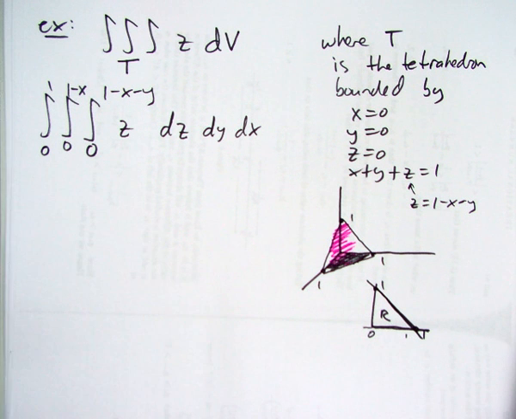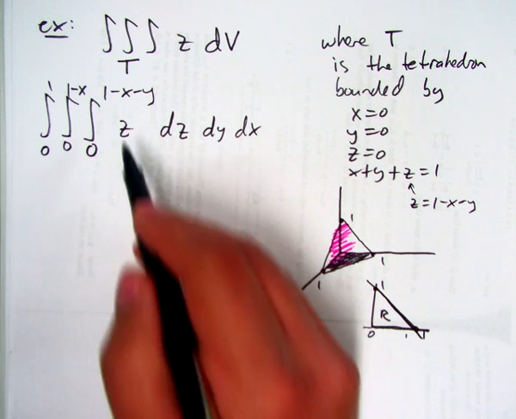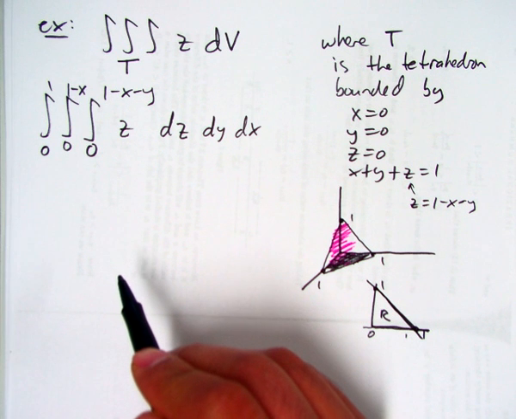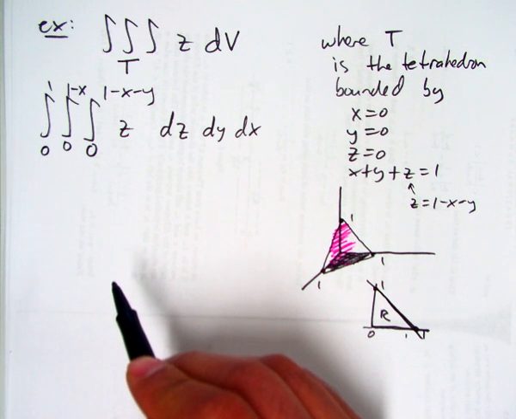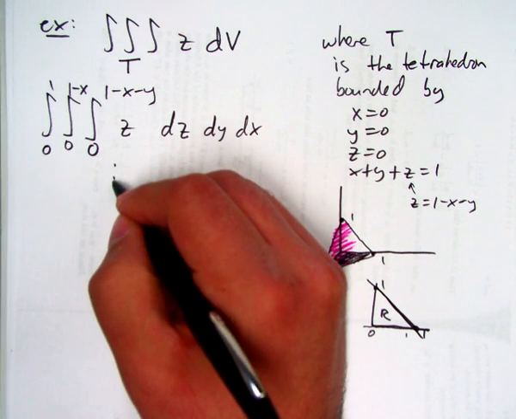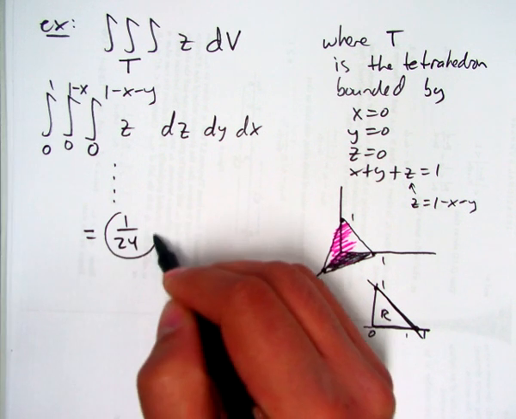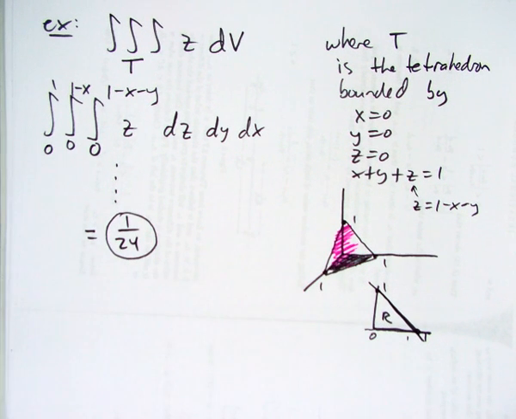Do you guys think you can handle the integration? Should we spend time maybe setting up some other ones? Some other one would be cool. So can we just say that the answer is going to be 1 over 24? Yeah, that's what I got. Awesome, in my brain, without doing it.